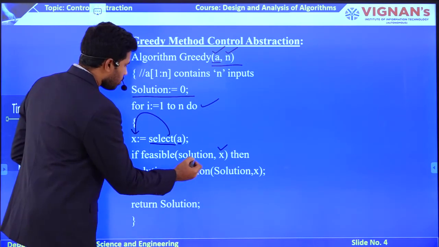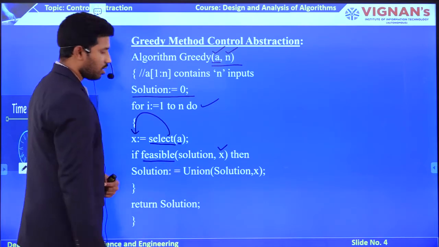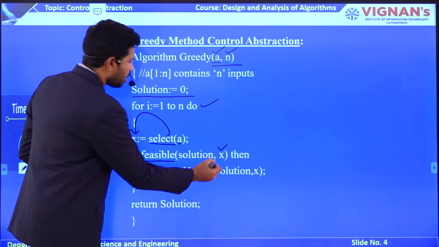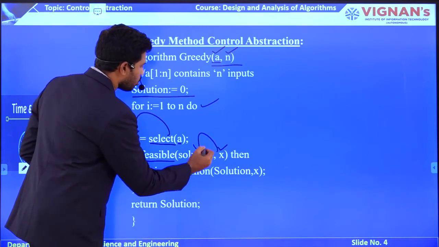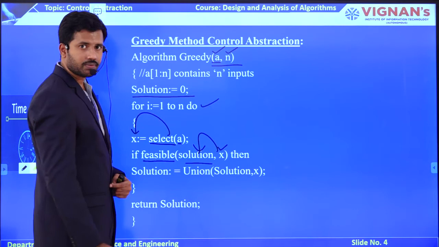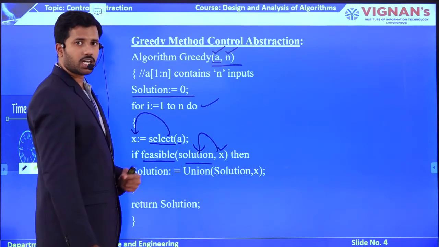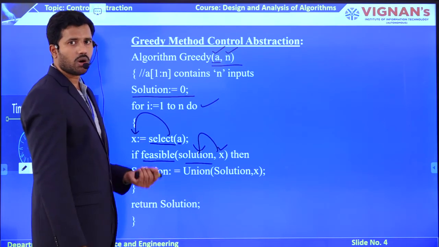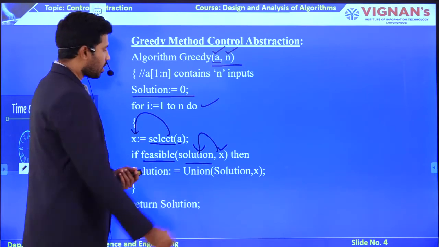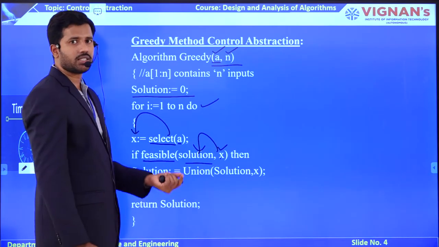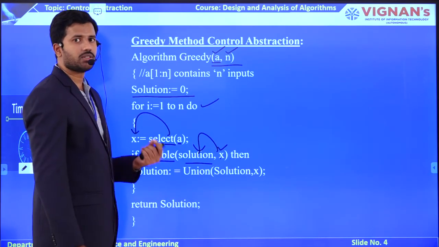With the help of this feasible function, I have a capability to verify whether this X is going to generate my solution or not. This feasible method is a Boolean valued function. Ultimately it returns either true or false. So if the current possibility is generating your solution based on your constraints, it returns true, otherwise it returns false.